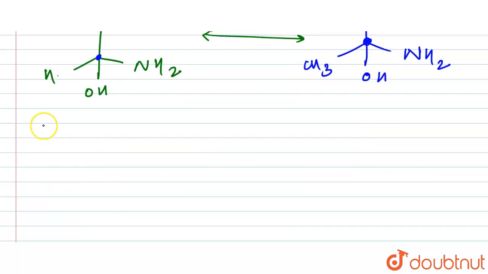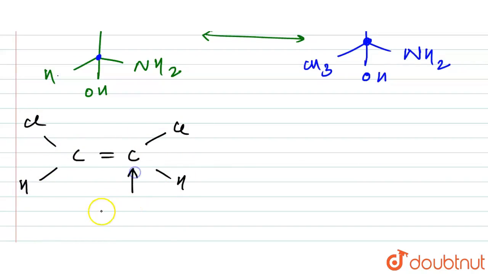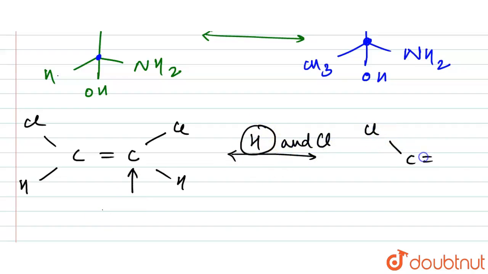And in this case, if we also have a double bond, C double bond C, with Cl and H on each carbon, how will this be a stereo center? Because we change the position between H and Cl. So here we will have Cl, C double bond C, H, Cl, and H. Now this is our stereo center because with respect to this carbon the positions have been interchanged.